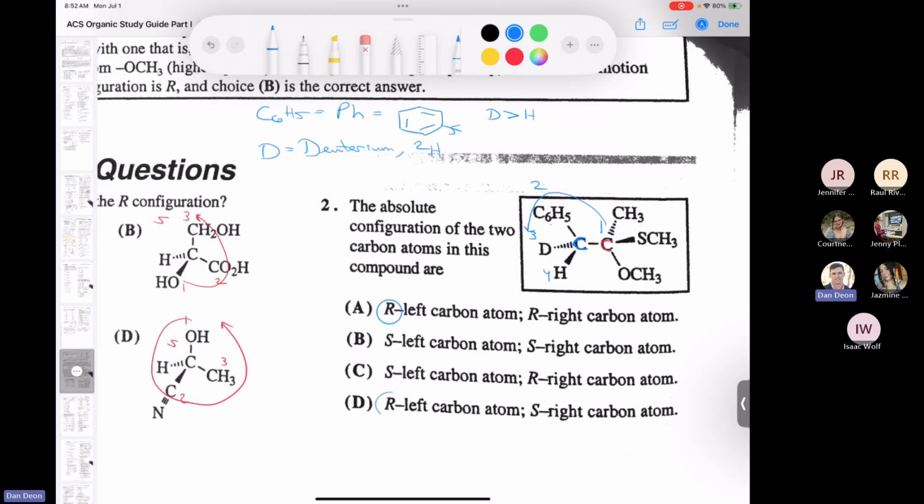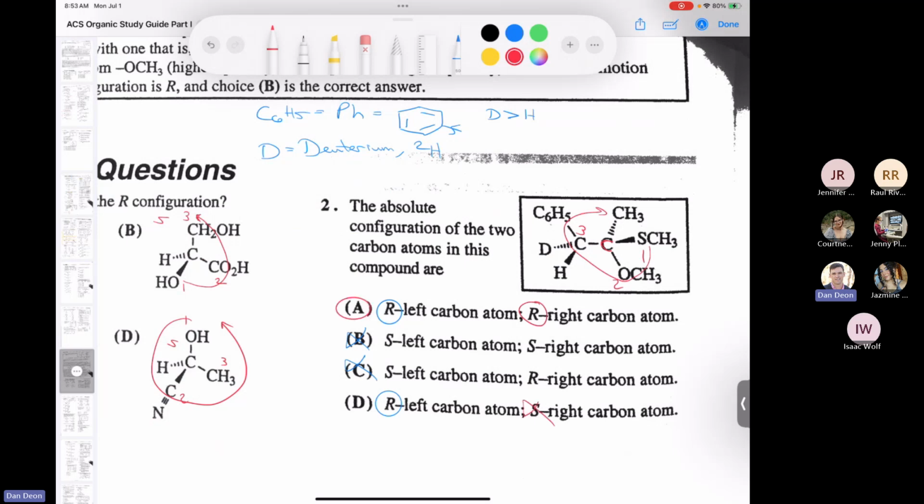So we know the left carbon is R, so we can cross off B and C. Now if we go to the carbon on the right, the red one, red for right, okay? If we put the order of precedence, the sulfur is first, the oxygen is second, and then all of this is going to take precedence over the methyl group. So we have 3 for all of this. The methyl group's in the back, so we're going 1, 2, 3. That's clockwise, and so this one is R as well. And so A must be the answer, and there we have it.